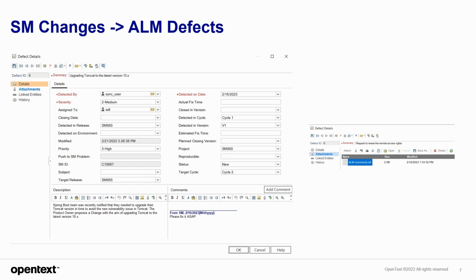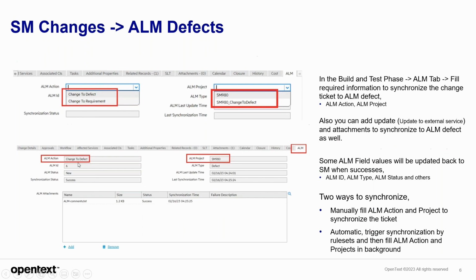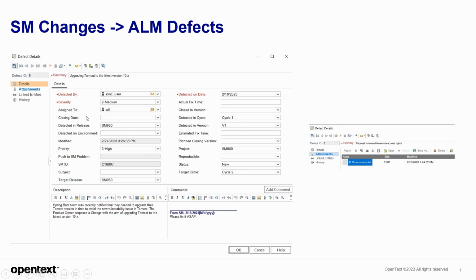On the ALM side, this is the defect screenshot. Once the synchronization job is finished, a defect is created in ALM. Here the number ID is 6. You'll find it's also in the Service Manager Change ALM tab. So when the defect is created, all the fields which are configured in the field mapping will have values. For example, the summary is the title mapped to ALM. It's the title in Service Manager Change.